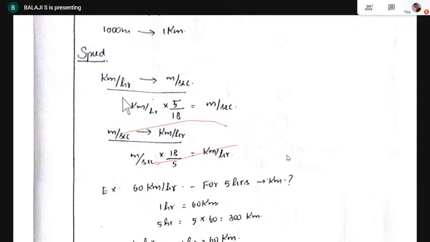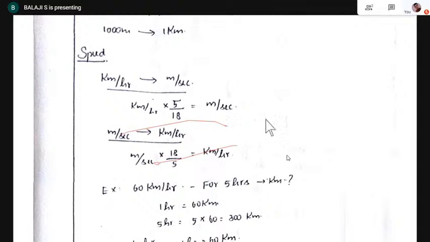If speed is represented in kilometer per hour, but in the question we are asked to represent the speed in meter per second, then what you must do is multiply kilometer per hour into 5 by 18. For example, the speed is given as 18 kilometer per hour. How will you represent this 18 kilometer per hour in meter per second? You must multiply by 5 divided by 18. So 18 will cancel, and we get 5 meter per second.